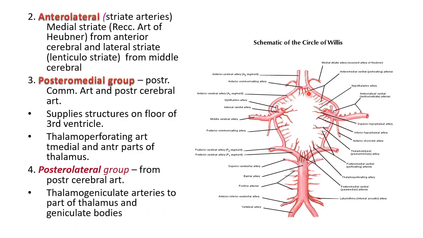Okay, so that is about your posterolateral group. The thalamo-geniculate branches, as I told you, supply the hypothalamus, the two geniculate bodies, and mainly the ventral and lateral group of the thalamic nuclei.